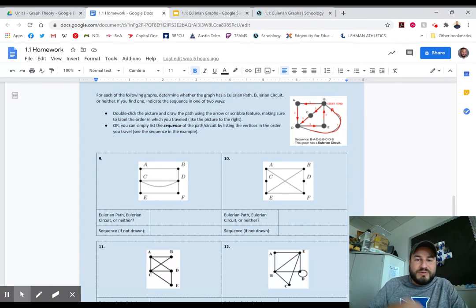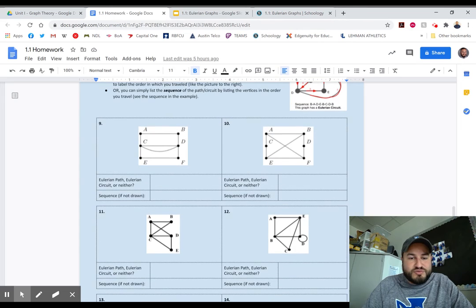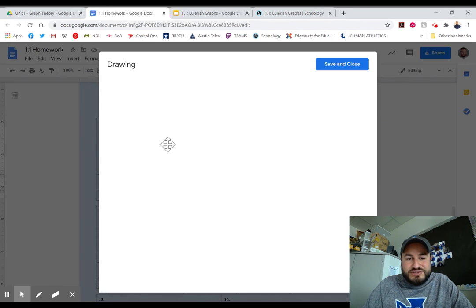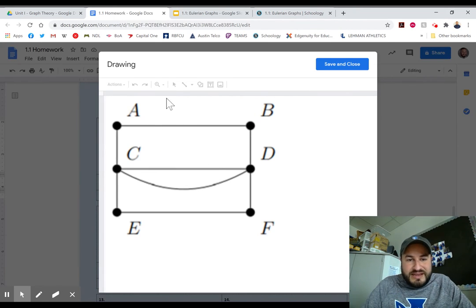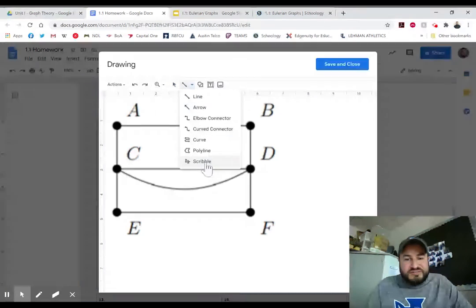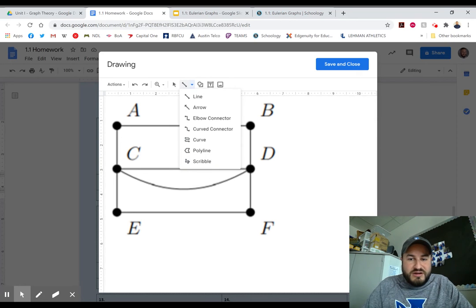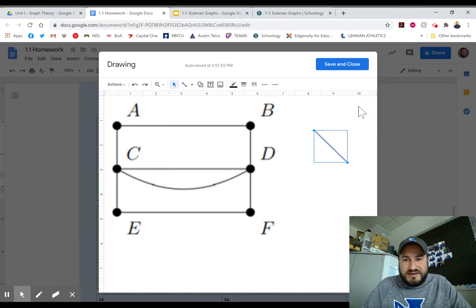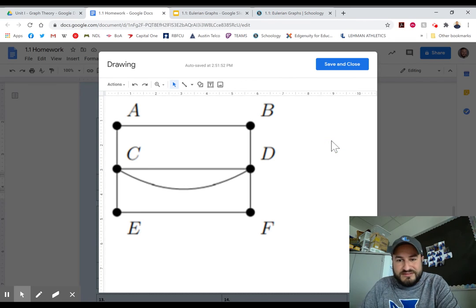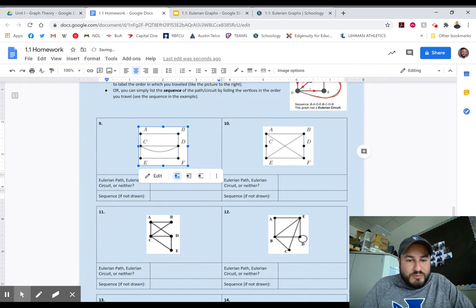You're going to do exactly what we did in the slideshow in terms of trying to find a path or a circuit. You can do one of two things here. You can actually edit these pictures and draw on them. If you double click the picture, it brings it up really big, and then you can use the draw features here. You can use an arrow, or Scribble will let you free draw on there. I don't want to save that, I want to delete that. So this is one way you can do it.